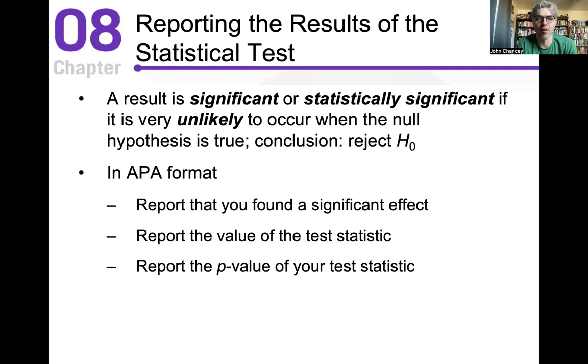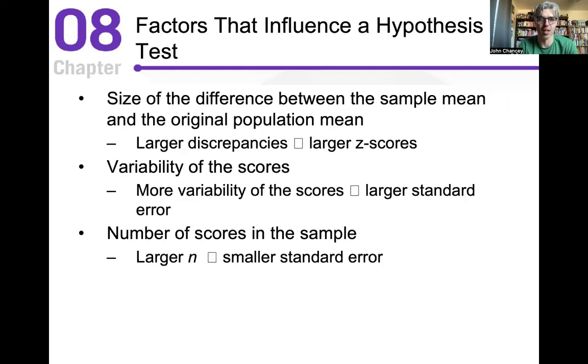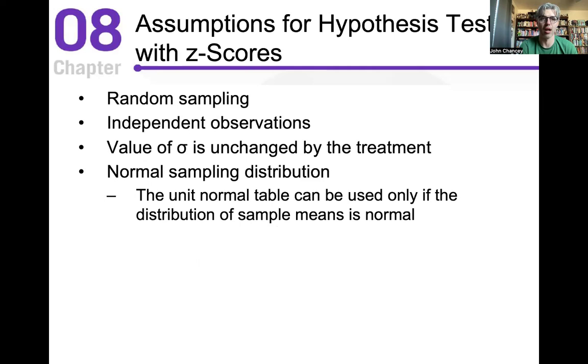Typically, you'll see this reported as a significant effect, with the test statistic and also the p-value for the test statistic. So the size of the difference between the sample mean and the population mean matters: large discrepancies tend to mean larger z-scores. Variability, we look at that. More variability in the scores means a larger standard error, and for the number of scores in the sample, a larger sample size usually means a smaller standard error.